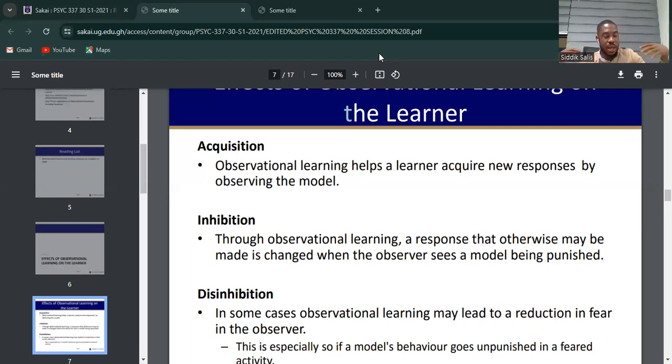So what can affect observational learning can be the acquisition. The acquisition is the overall process, like I said. Inhibition: you've learned, you've acquired a behavior, and I'm using an example like speeding or overtaking. You are riding and you want to overtake. Then you realize that someone has overtaken already and the police has stopped the person. What do you think will happen?